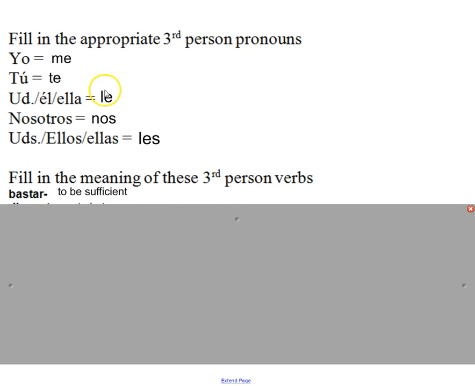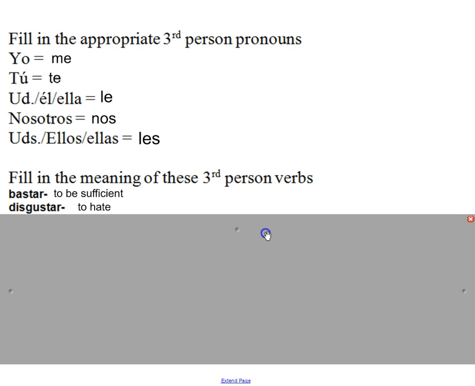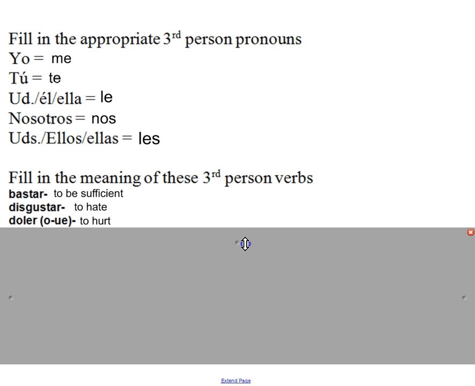So let's start off with bastar. Bastar means to be sufficient. Then we have disgustar. It's the opposite of gustar, and it means to hate. Disgustar. Looks like disgusting, right? Doler means to hurt. Now, whenever you use doler, just a pre-warning, you're going to end up changing the O to a UE. And later on, there's a lesson about this type of verb. It's called stem changing verb. But just so you know, I'm going to change it to things like this. Te duele, me duele. It's going to look like this. So you can see the O changed to a UE.